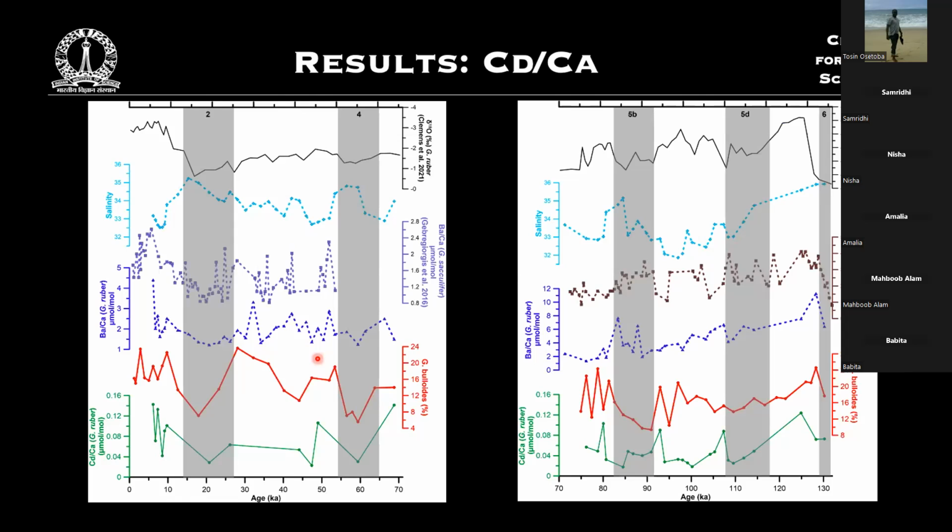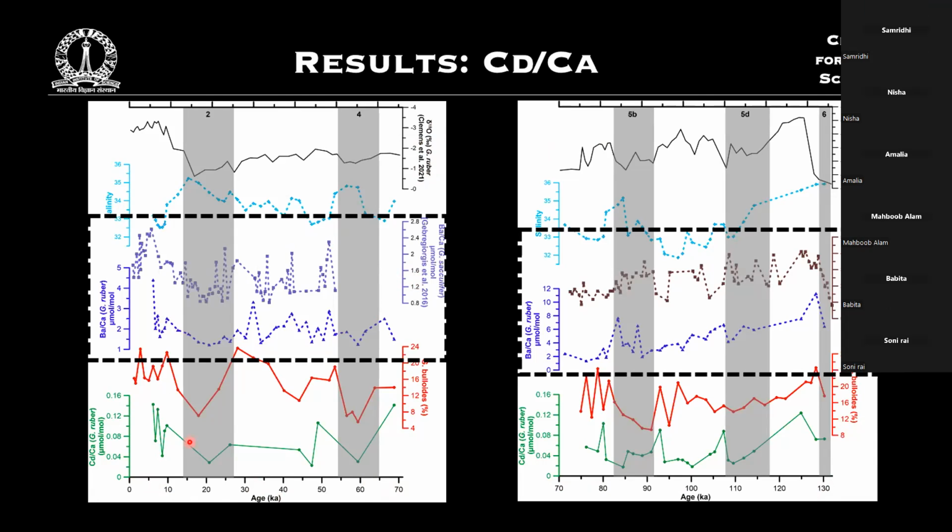The record has been split in two sections now. On the left, we have time going from 70 kiloyears to modern day. On the right, from 130 kiloyears to 70 kiloyears. The top part is the delta 18O of G. ruber from Clemens's 2021 paper in both panels. We have the salinity next. We have the barium-calcium from previous publications. We have the present barium-calcium from the present study. We have the percentage of G. bolloides and cadmium-calcium, which is a proxy for productivity.